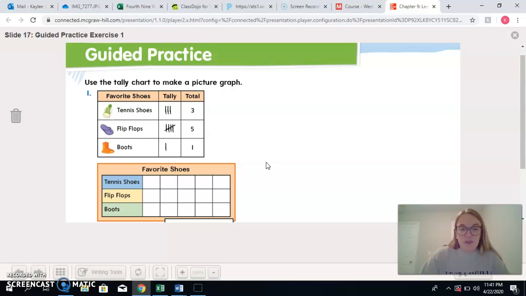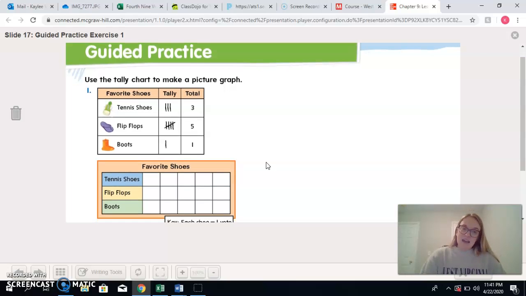Okay, here's the bottom of your guided practice. It says, number 1, use the tally marks to make a picture graph. So it looks like it was about our favorite shoes. So I'll read it to you. The first one is tennis shoes. The second one is flip-flops. And the third one is boots.